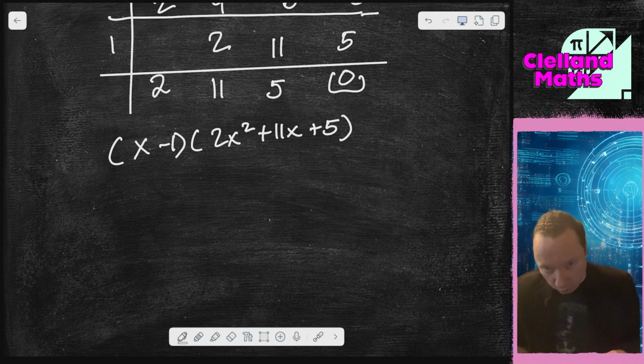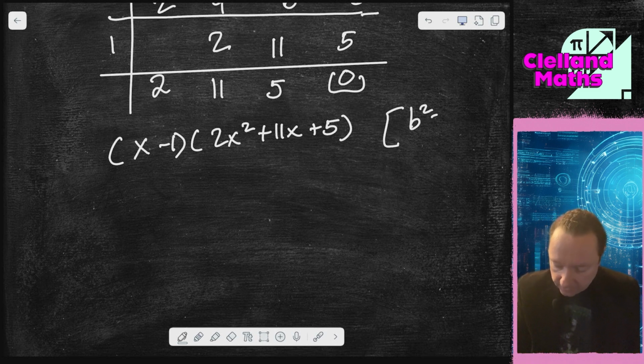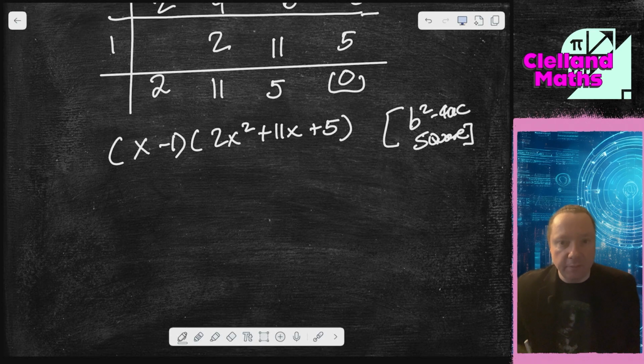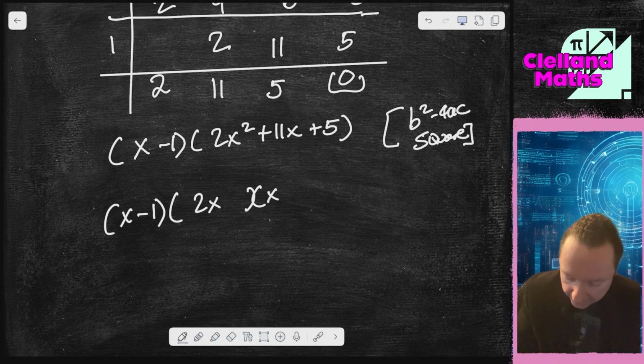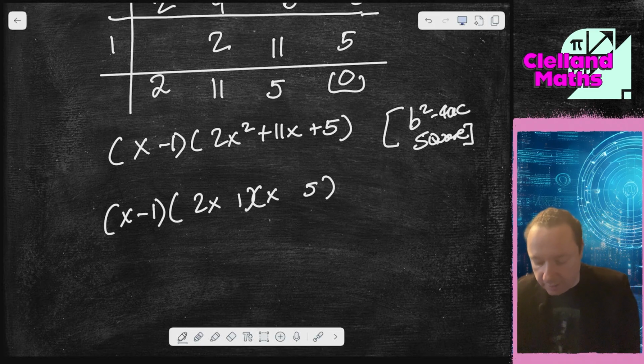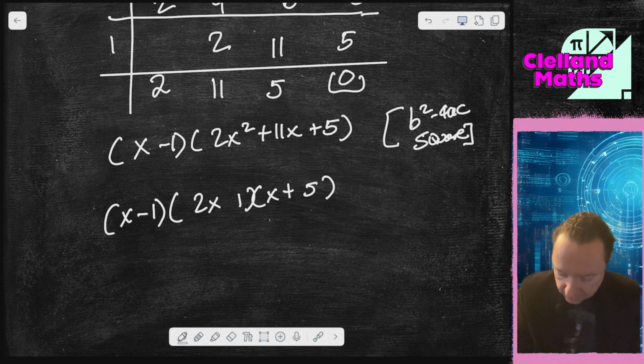If you're not sure, do b squared minus 4ac. I'll write that at the side. And if that's a square, then you need to go back and factorise. If it's not a square, you then just say that's your answer because it doesn't factorise further. So x minus 1, most of the time it will factorise further though. 2x and x, 2 5s is 10 plus 1 is 11. Outside, inside. So that is that and that, and we're done there.